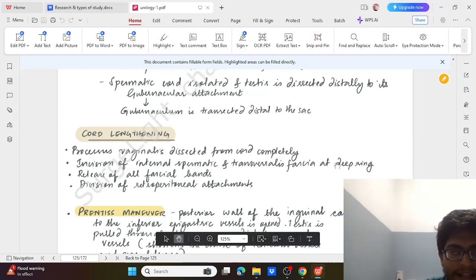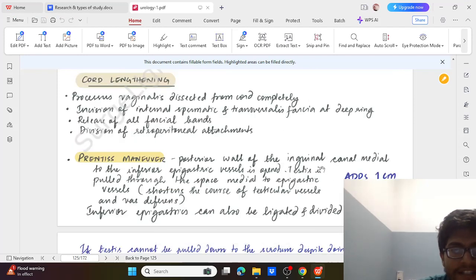Then we may take help of the Prentiss maneuver, which is opening the posterior wall of the inguinal canal medial to the inferior epigastric vessel, and the testis is pulled out through the space medial to the epigastric vessel. This will shorten the course of testicular vessels and vas deferens, and the testis can be positioned in the appropriate place, scrotum, with less tension. Also, the inferior epigastric vessel can be ligated and divided if required. This adds 1 centimeter to the distance to the testis.